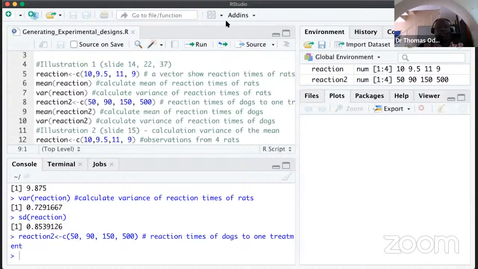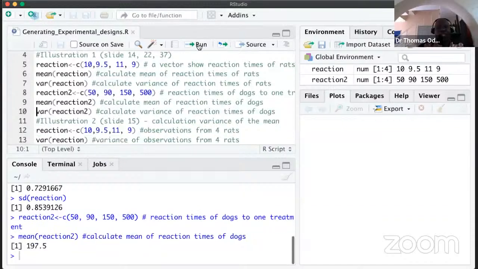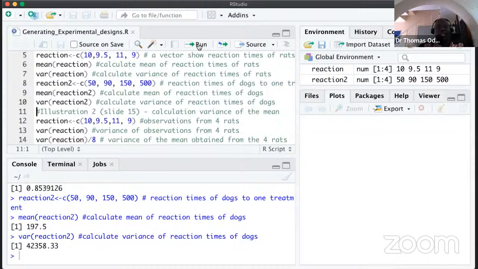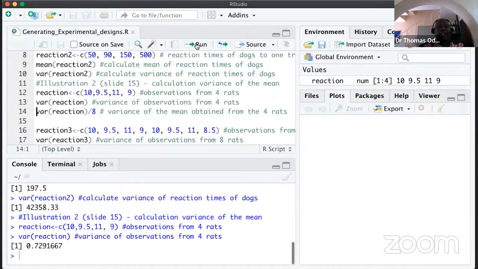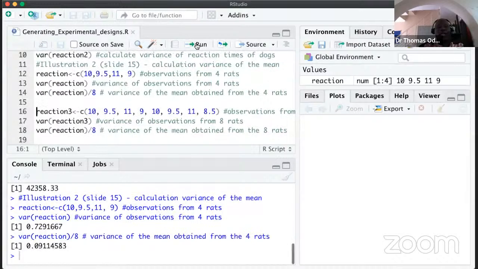We can also calculate the mean of that object. We can calculate the variance of that object. So these are the same. If we create reaction2 again, we already have it, so that is redundant. We can get the variance divided by 8, and this is the variance of the mean. So the variance divided by 8, that's the variance of the mean.